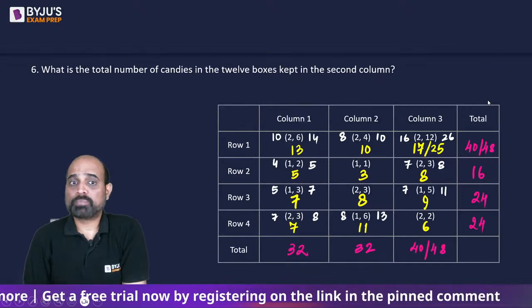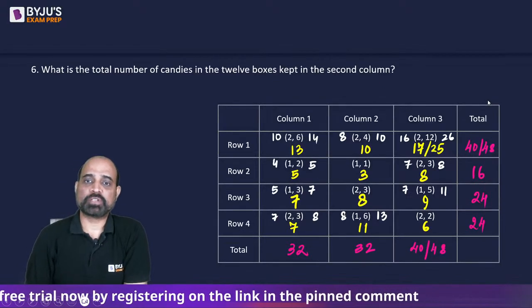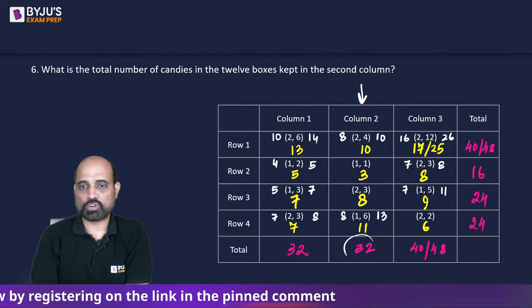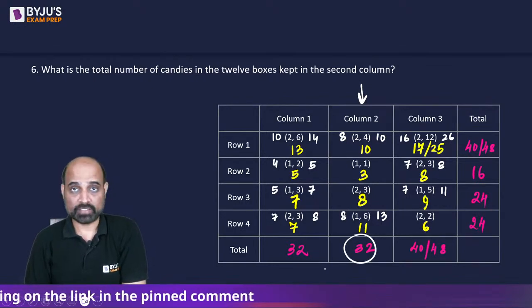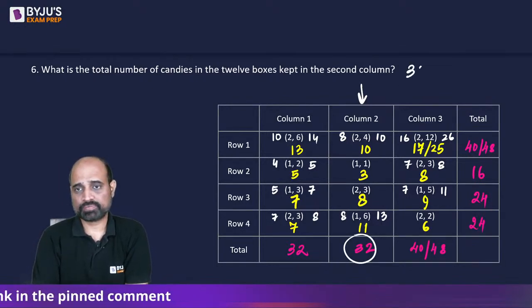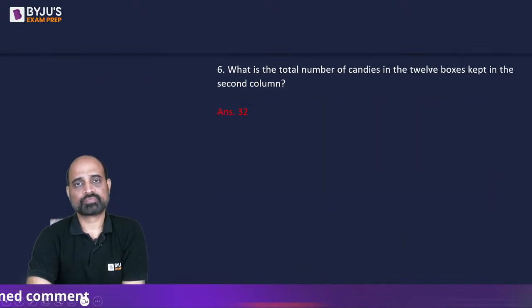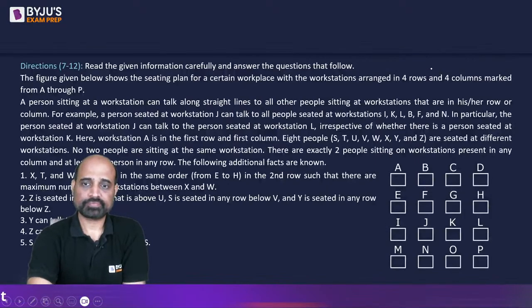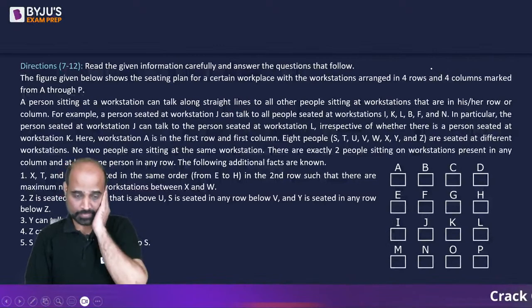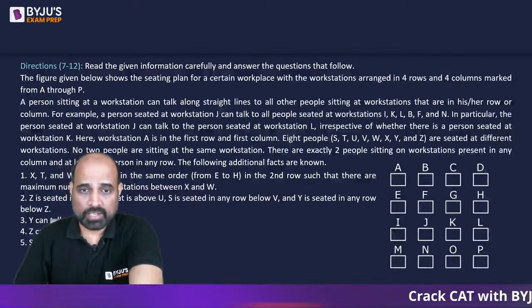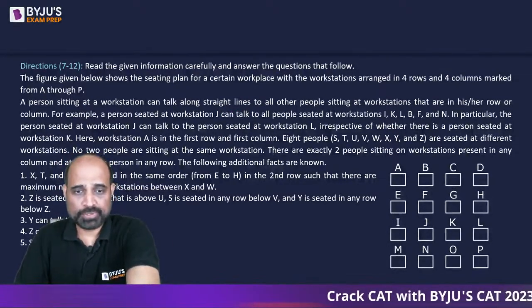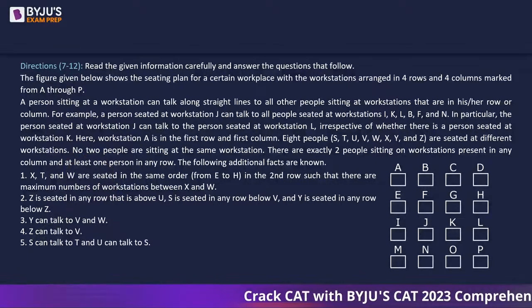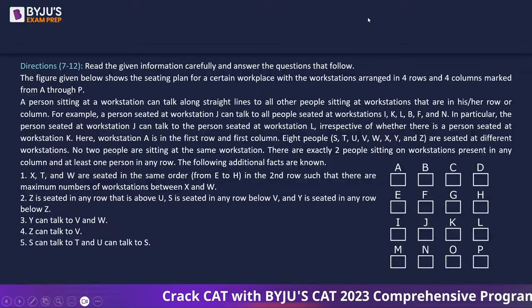What is the total number of candies in the 12 boxes kept in the second column? Second column में what is the sum of all the candies? 32. Right? Chalo. For this now I will have to hide myself so that you guys can see what is written.